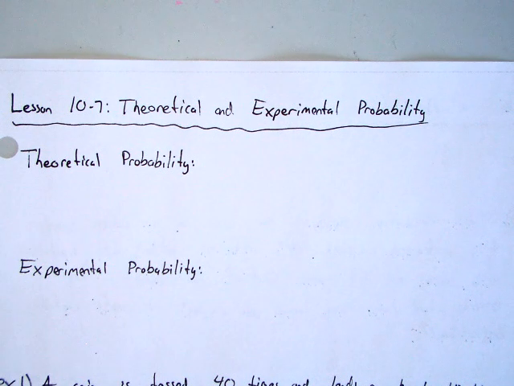All right, so we're going to talk about Chapter 10, Lesson 7 today. It's all about theoretical and experimental probability. We'll talk about the differences between them and how we can utilize both to help us solve problems.